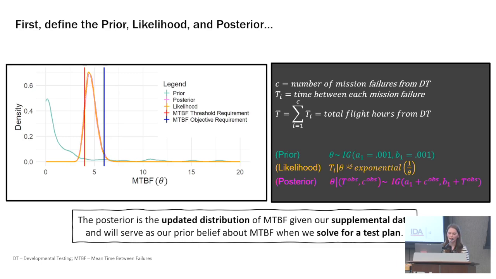So the big takeaway here is that the posterior is the updated distribution of the mean time between failure given that supplemental data that we have, and it's going to serve as our prior belief about the mean time between failure when we solve for a test plan in this Bayesian assurance test planning process.